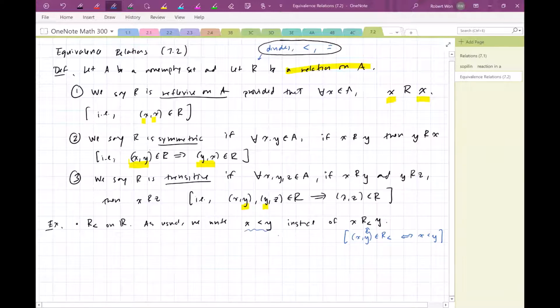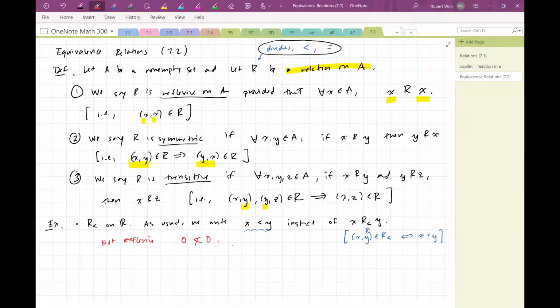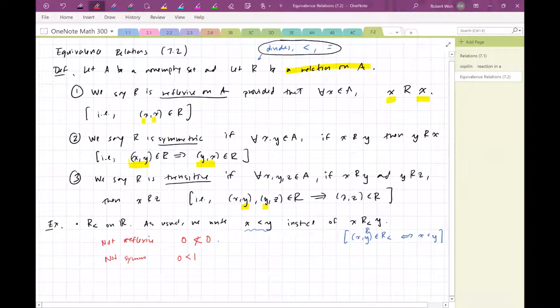So now I can ask, is this relation reflexive? Is it symmetric? Is it transitive? Well, is it reflexive? Is it true that for every real number x, x is less than x? And the answer is, of course, no. So it's not reflexive, because 0 is not less than 0. Is it symmetric? In other words, if x is less than y, does that imply that y is less than x? The answer is no, it's not symmetric, since 0 is less than 1, but 1 is not less than 0.